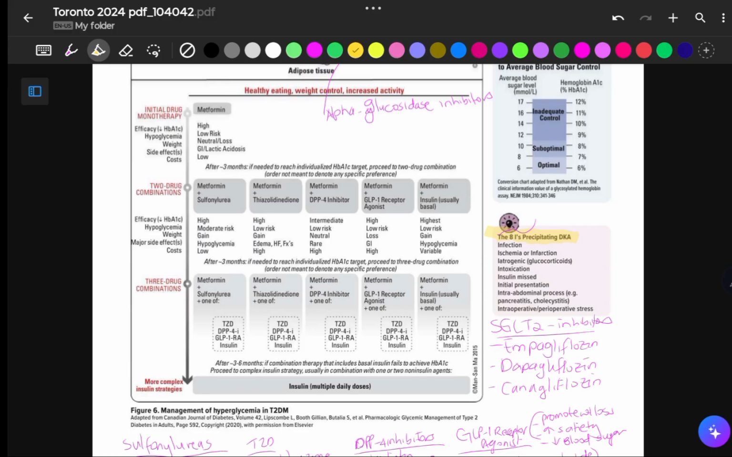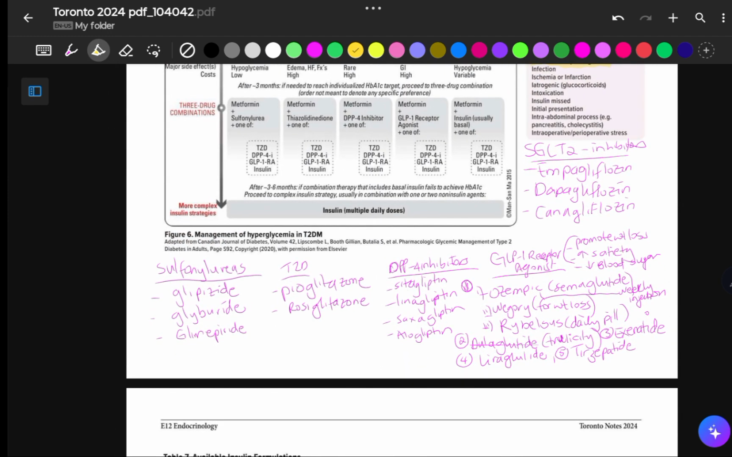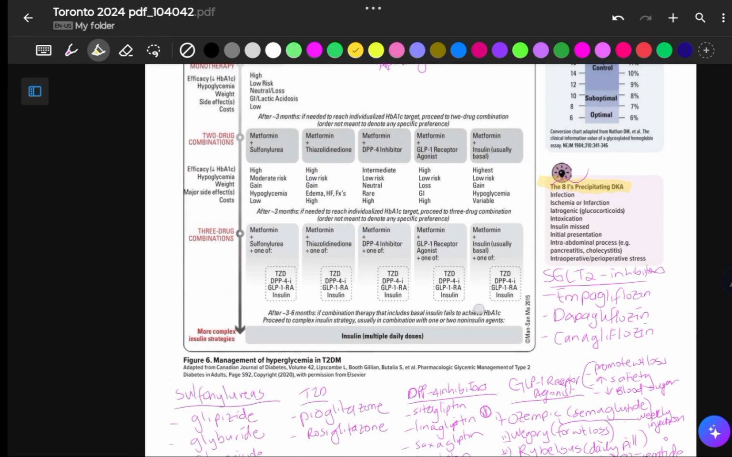Okay, so you're starting with a monotherapy, metformin, and after 3 months, if you have still not reached your HbA1c target, you can proceed to a 2 drug combination. For the 2 drug combination, the first one is metformin and your sulfonylurea. Examples of sulfonylureas are glipizide, glimepiride, and glyburide. All right, so those are your sulfonylureas.